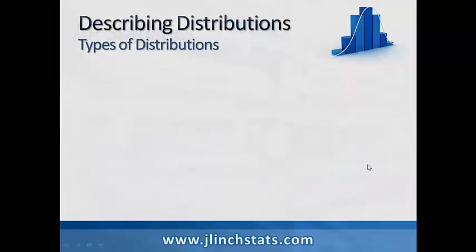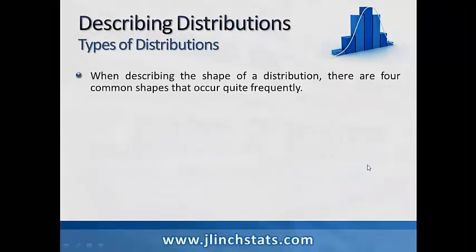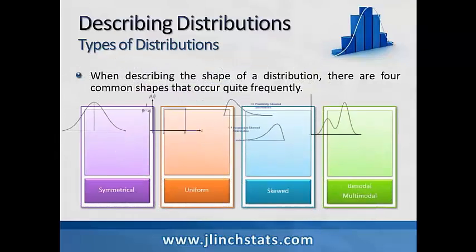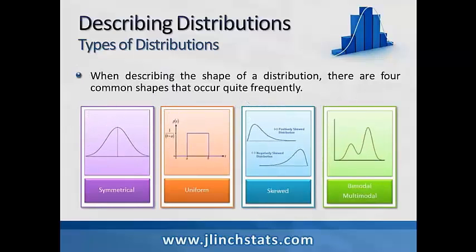Now, let's first of all talk about the types of distributions. When describing the shape of a distribution, there are four common shapes that occur quite frequently in statistics. These four shapes can be defined as graphs that are symmetrical, distributions that are uniform, distributions that are skewed, and once again distributions that are bimodal or multimodal. So shapes of distributions usually and typically fall into one of these four categories.